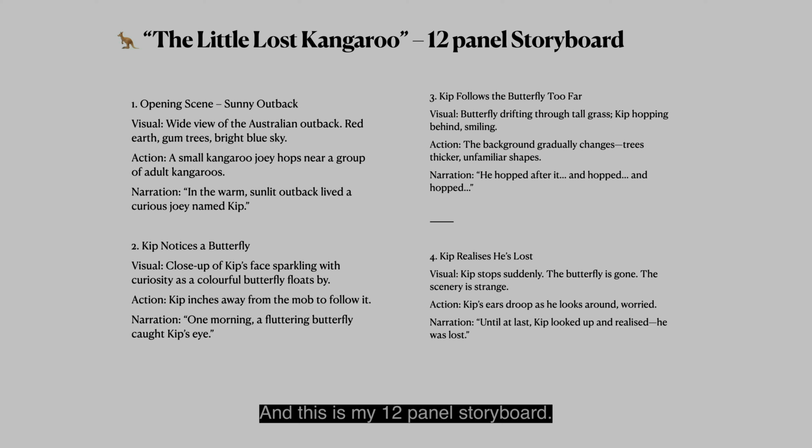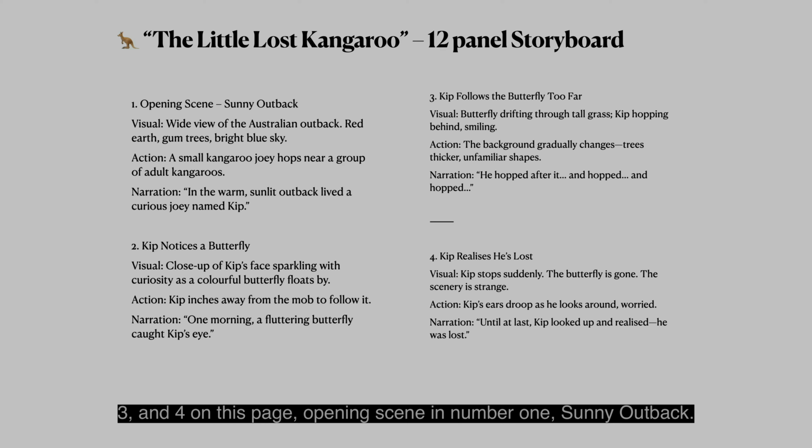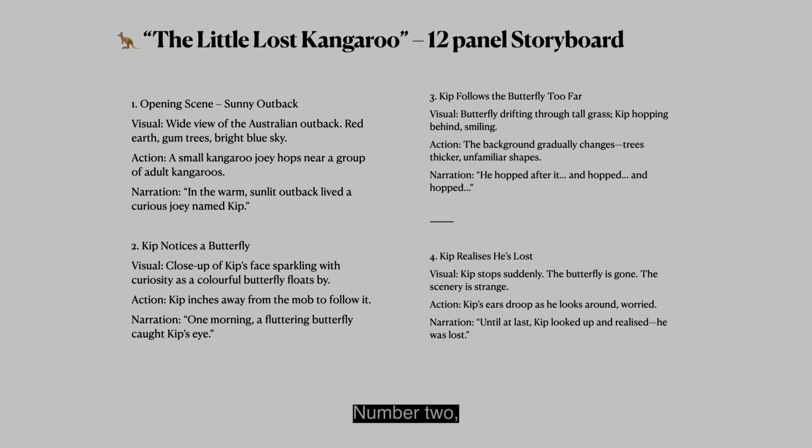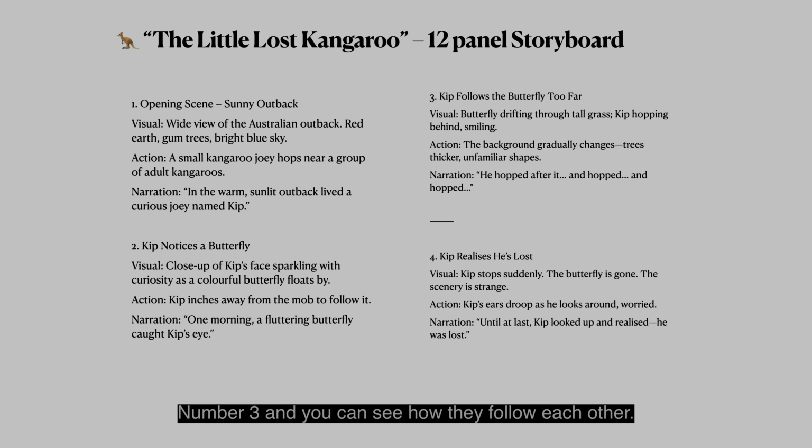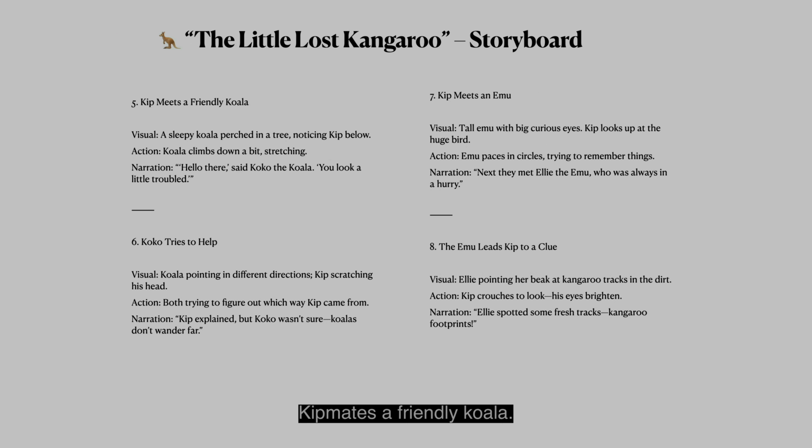And this is my 12-panel storyboard, and you can see I've got it arranged in 1, 2, 3 and 4 on this page. Opening scene in number 1, sunny outback. Number 2, Kip notices a butterfly. That's a small kangaroo called Kip. Number 3, and you can see how they follow each other. Kip follows the butterfly too far. 4, Kip realizes he's lost. Kip meets a friendly koala. In the next panel, the koala called Coco tries to help.